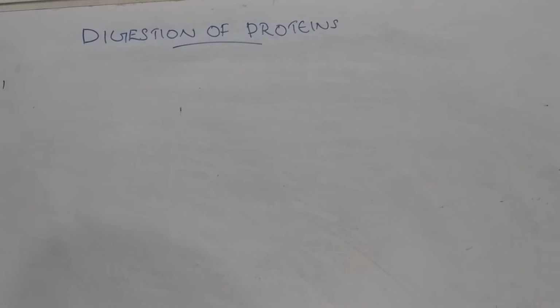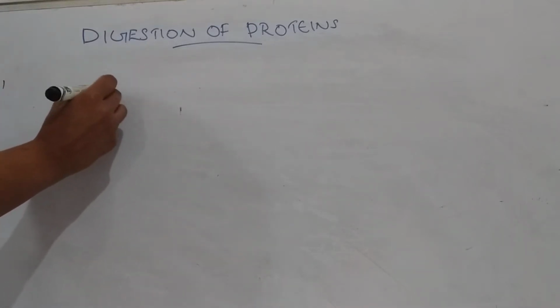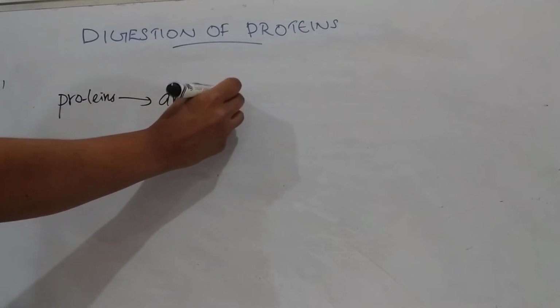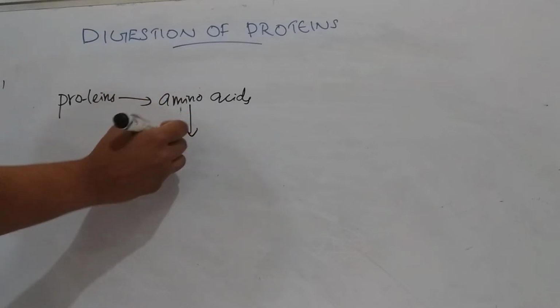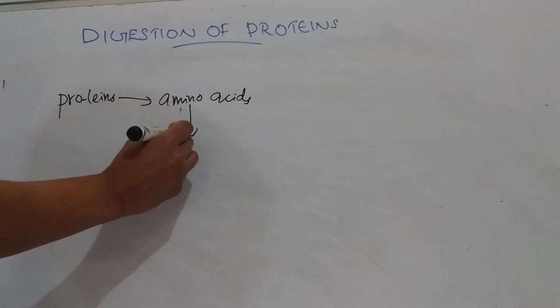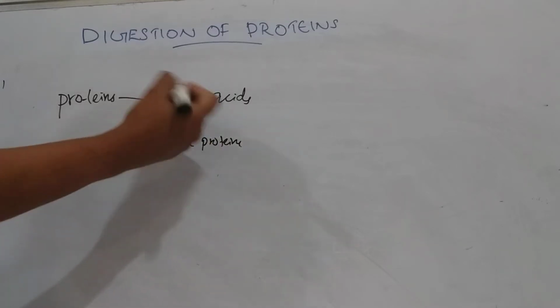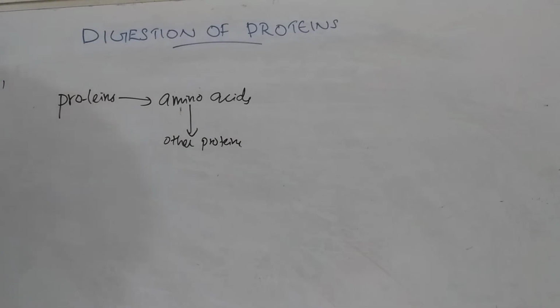When we eat food, our digestive system breaks down the proteins into individual amino acids, which are absorbed and used by cells to build other proteins or a few other macromolecules such as DNA.